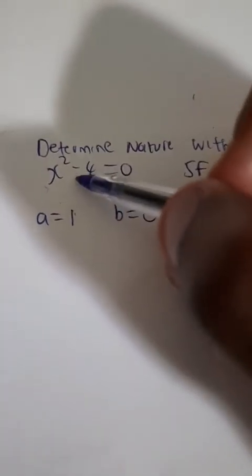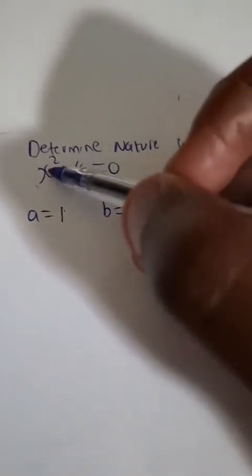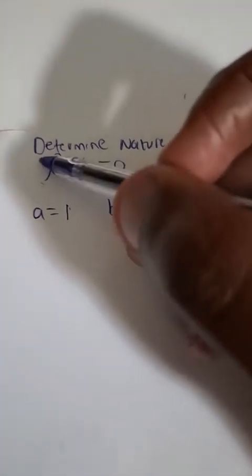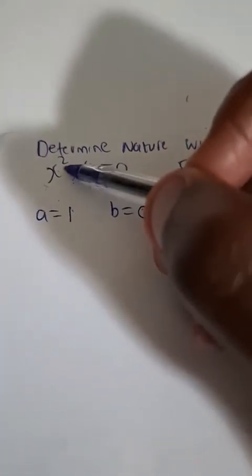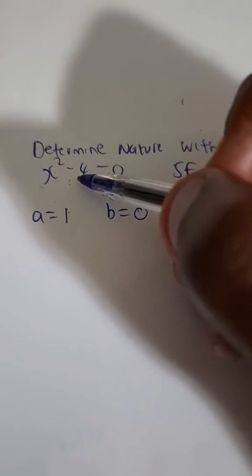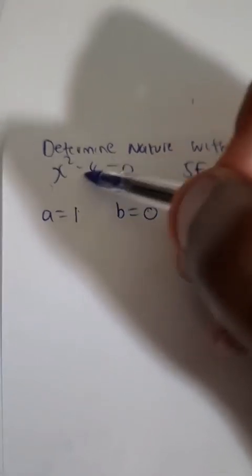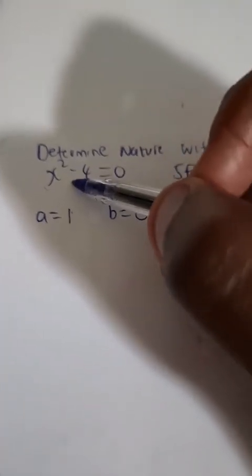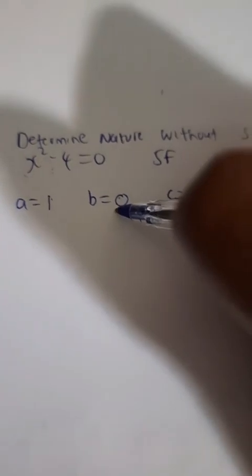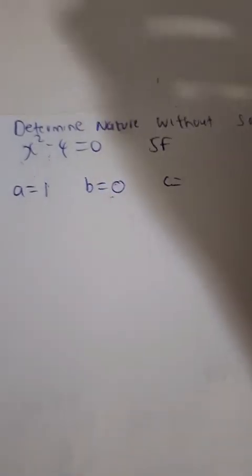Remember, there is no middle term here. This is x squared minus 4. I have my a, the coefficient of x squared. B, remember, comes from the coefficient of the x term. There is no x term here, so that basically means that our b value is 0 because there's no x term.